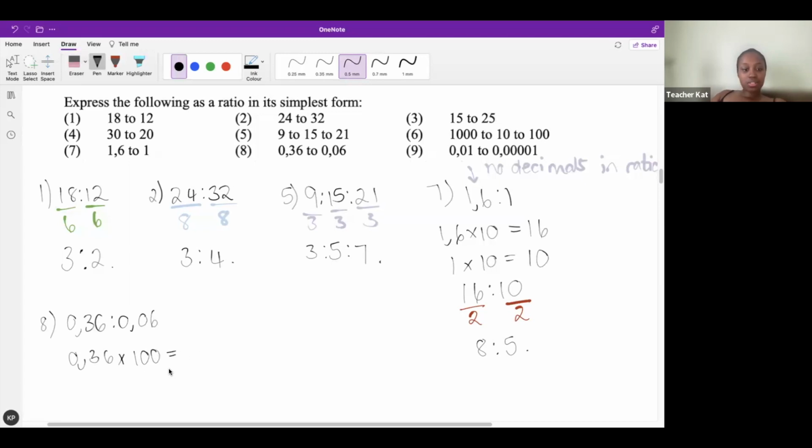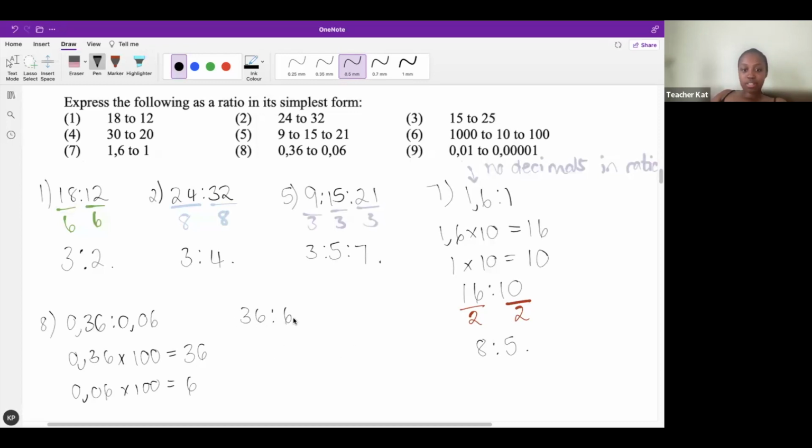Okay. So then what's 0.36 times 100? 0.36 times 100. That's 36. But what I do on the left, I have to do on the right. So what's 0.06 times 100? Just 6. So then my ratio is 36 to 6.